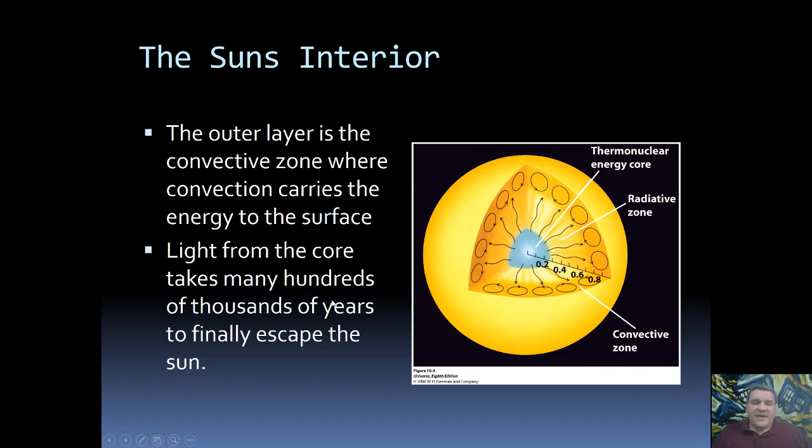Now, it actually takes many 100,000 years for the energy in the core to finally make its way all the way out to the surface. That's because of all of the matter that this energy is trying to push through, and then once it hits the surface and transports as light, it travels very quickly.